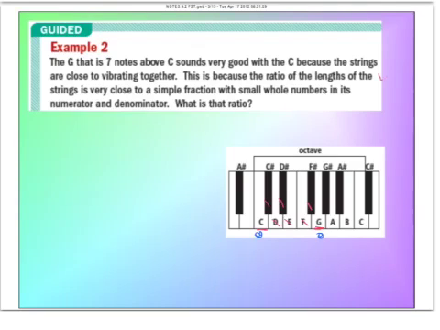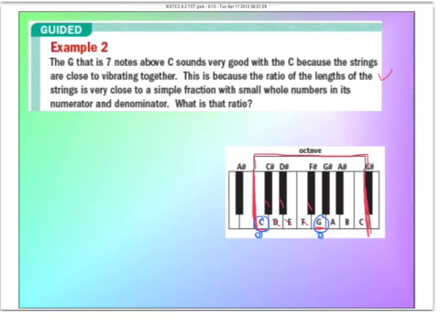Okay, here's the reasoning. This is because the ratio of the lengths of the strings is very close to a simple fraction with small whole numbers in its numerator and denominator. What is the ratio? Okay, so we know that when you take a string for the C and it's cut directly in half, it's going to end right here. That's 12 notes, and that's 1 octave. Okay, so we'll go down 1 octave. And they're telling us that note C and G sound really good together. Well, there's this mathematical relationship.